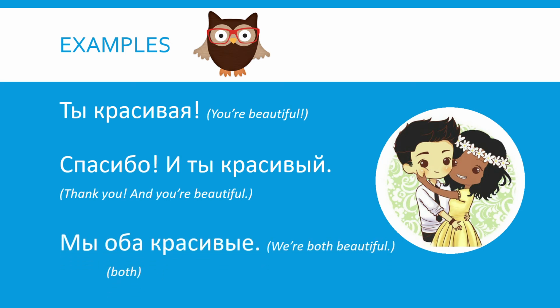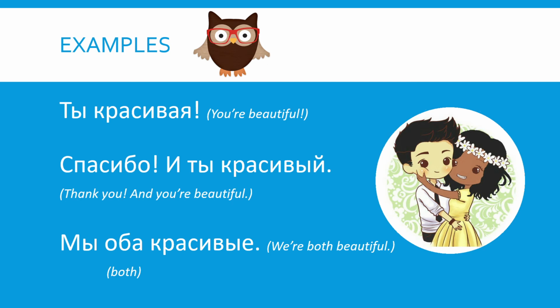Мы оба красивые. We're both beautiful. So now it's plural. Красивые. So the conversation is ты красивая. Спасибо. И ты красивый. Мы оба красивые.